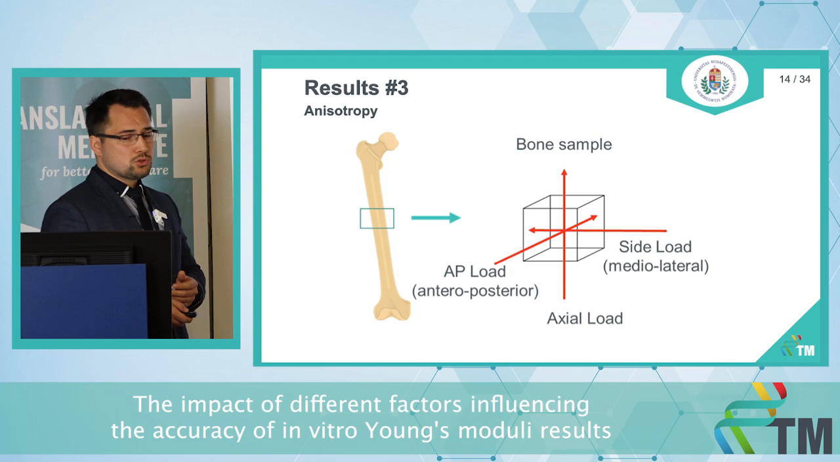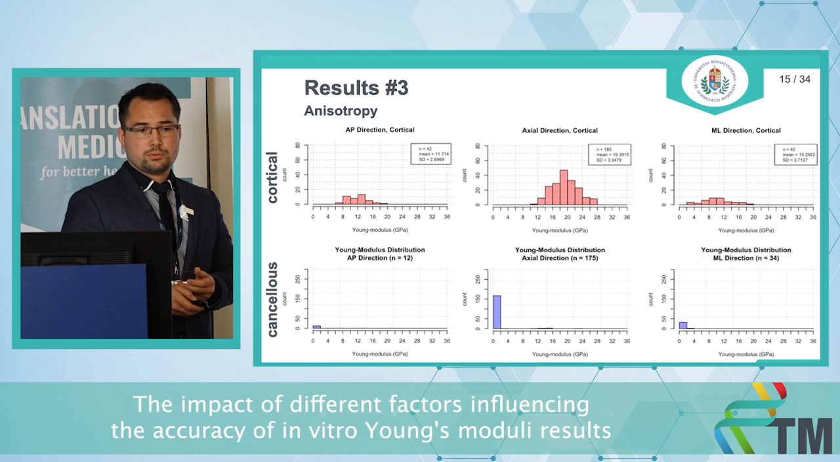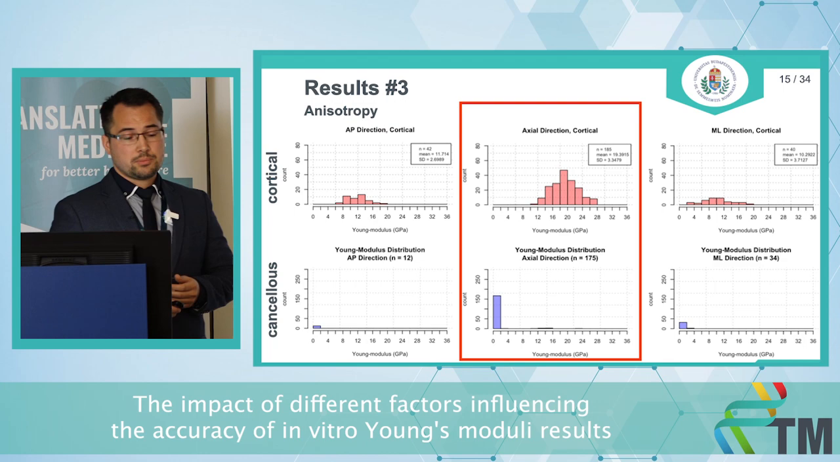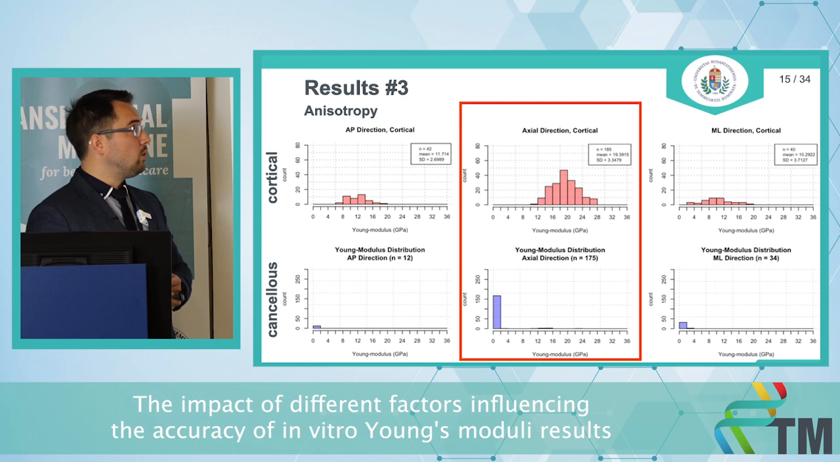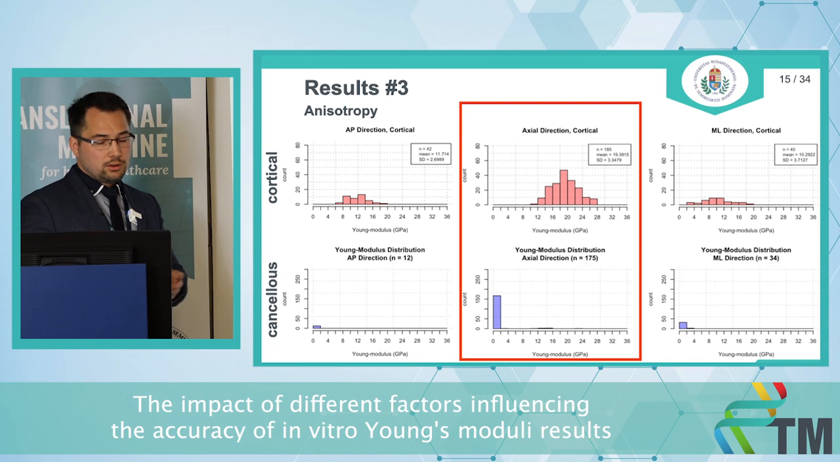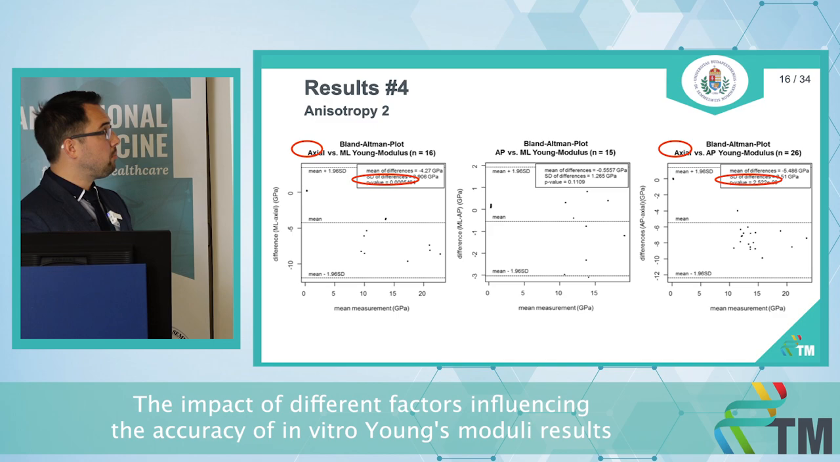Let's talk about the anisotropy. We were checking the cancellous and the cortical bones in question of the loading direction, and we found that the axially loaded bone samples were always showing higher values compared to the mediolaterally or anteroposteriorly measured samples. We have the same result when we were checking with a Bland-Altman plot. This is what you can see here, and always the axially loaded samples were showing significant differences.